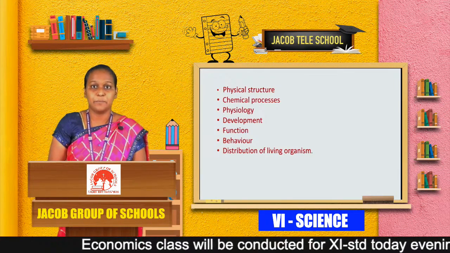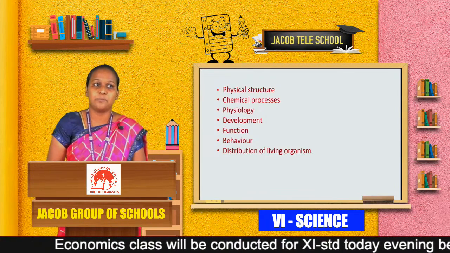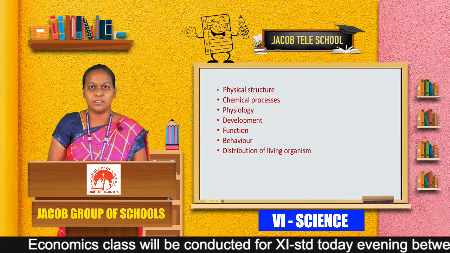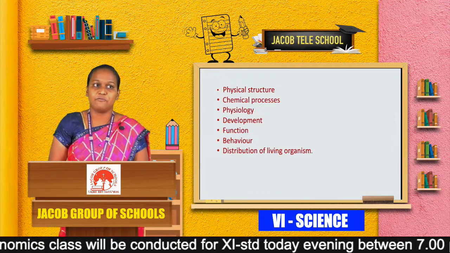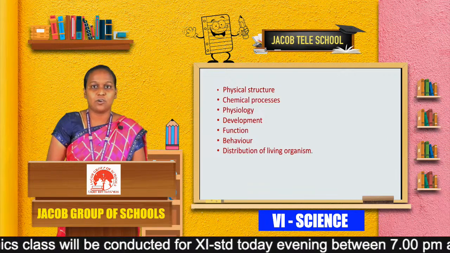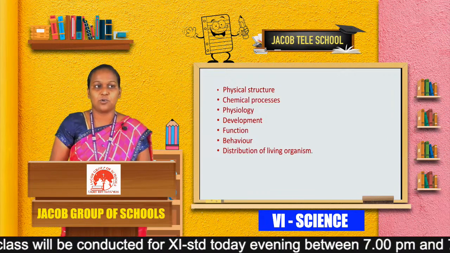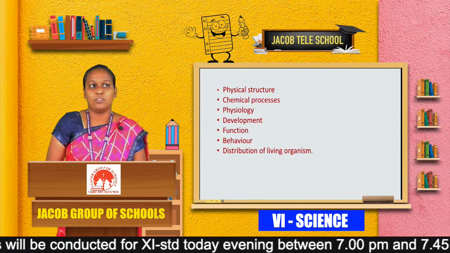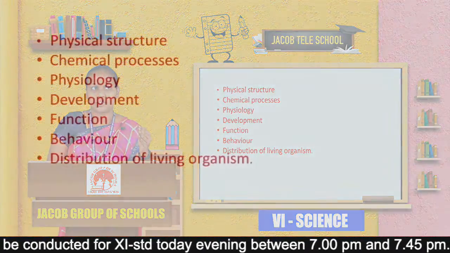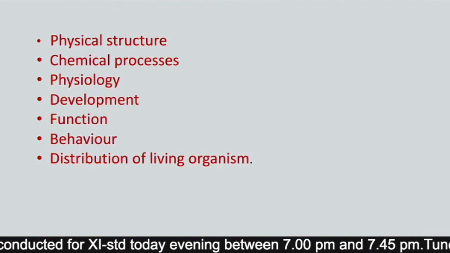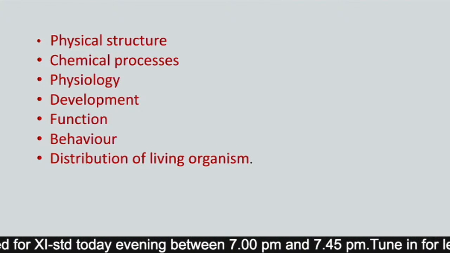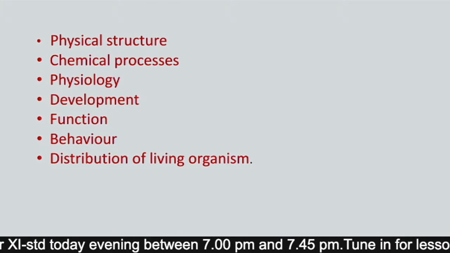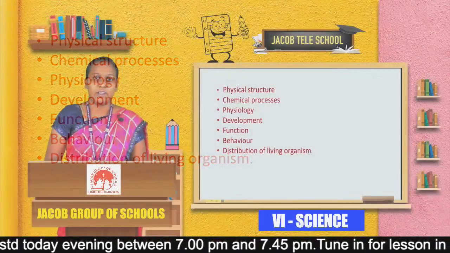And next one, behavior, how the organism behaves. And last one is distribution. Distribution means the geographical area where the particular species or organism survive, that is called as distribution. So the physical structure, chemical process, physiology, development, function, behavior and distribution. So the study of all the things of an organism is called as biology.